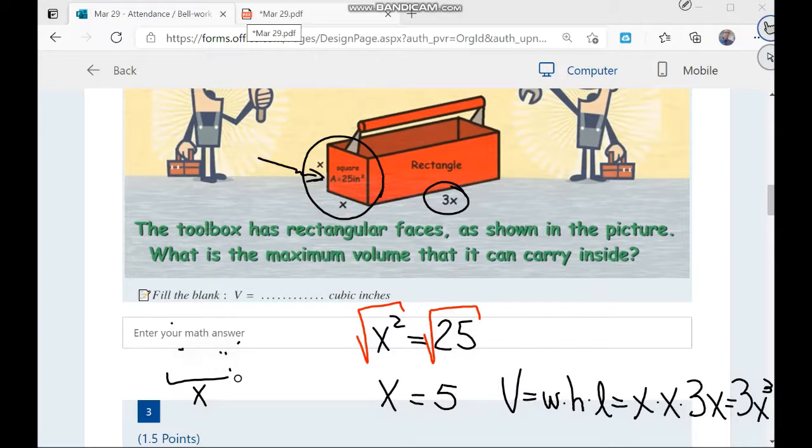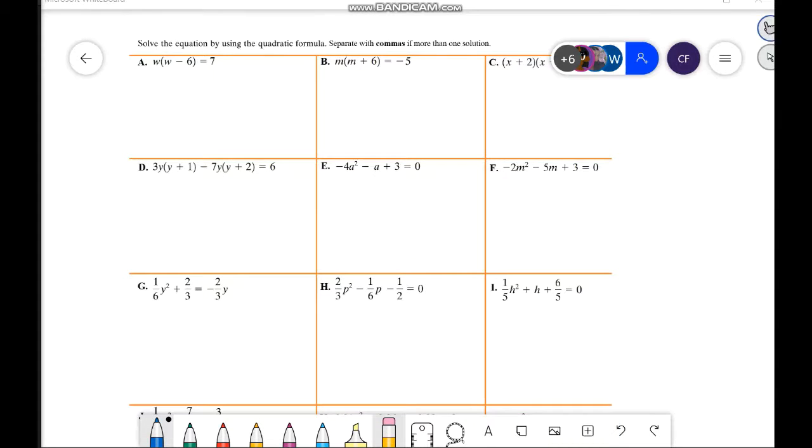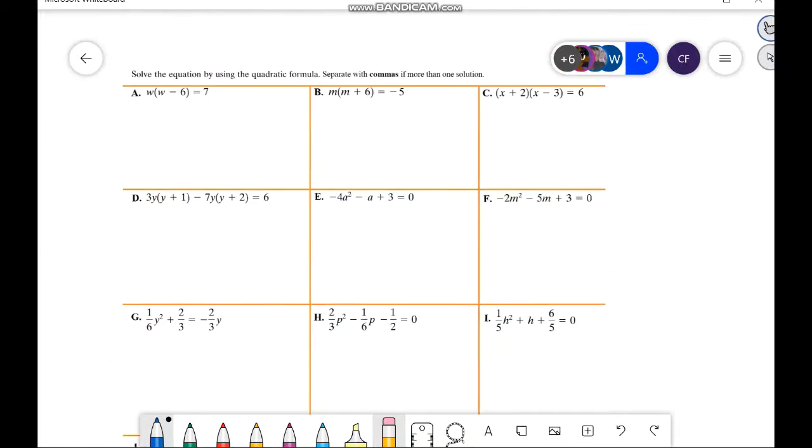So you type here on forms, the right answer is 375. This is cubic inches. Okay? 375 cubic inches. And we have, I think we have a way. Oh, give me a feedback if it's working.